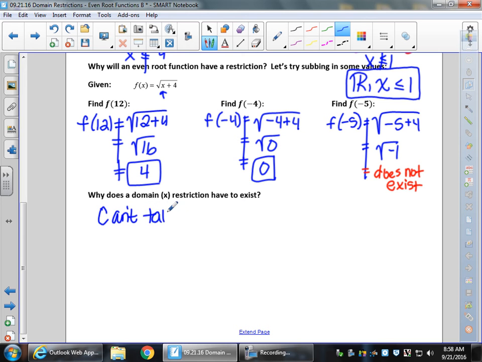Can't take an even root. We got to be clear, right? Odd root was fine. An even root can't take an even root. Let's write with me, please. Can't take an even root of a negative number. We can't take, for example, square root of a negative number.